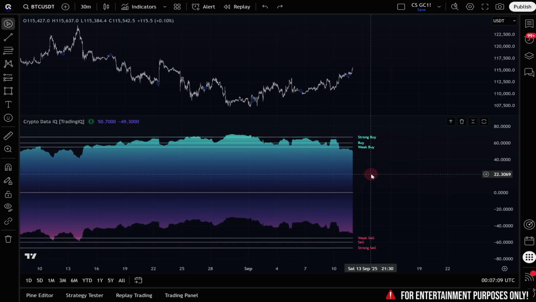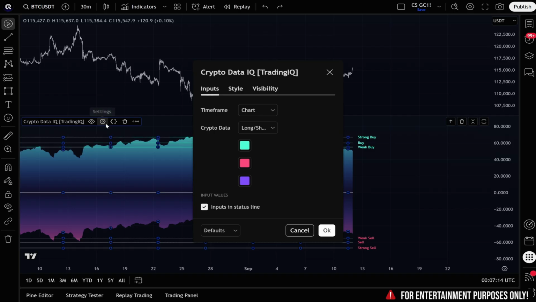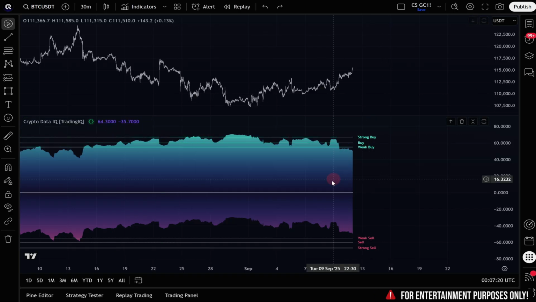And if you want an even deeper look at how traders are positioned, Crypto Data IQ also includes a setting called long short ratio percentage. Instead of just showing the ratio, this feature breaks it down as a percentage, so you can see exactly how many accounts are long versus short. For example, at this point in time, roughly 70% of accounts were long, while only 30% were short, which is extremely useful information for planning my next trade.